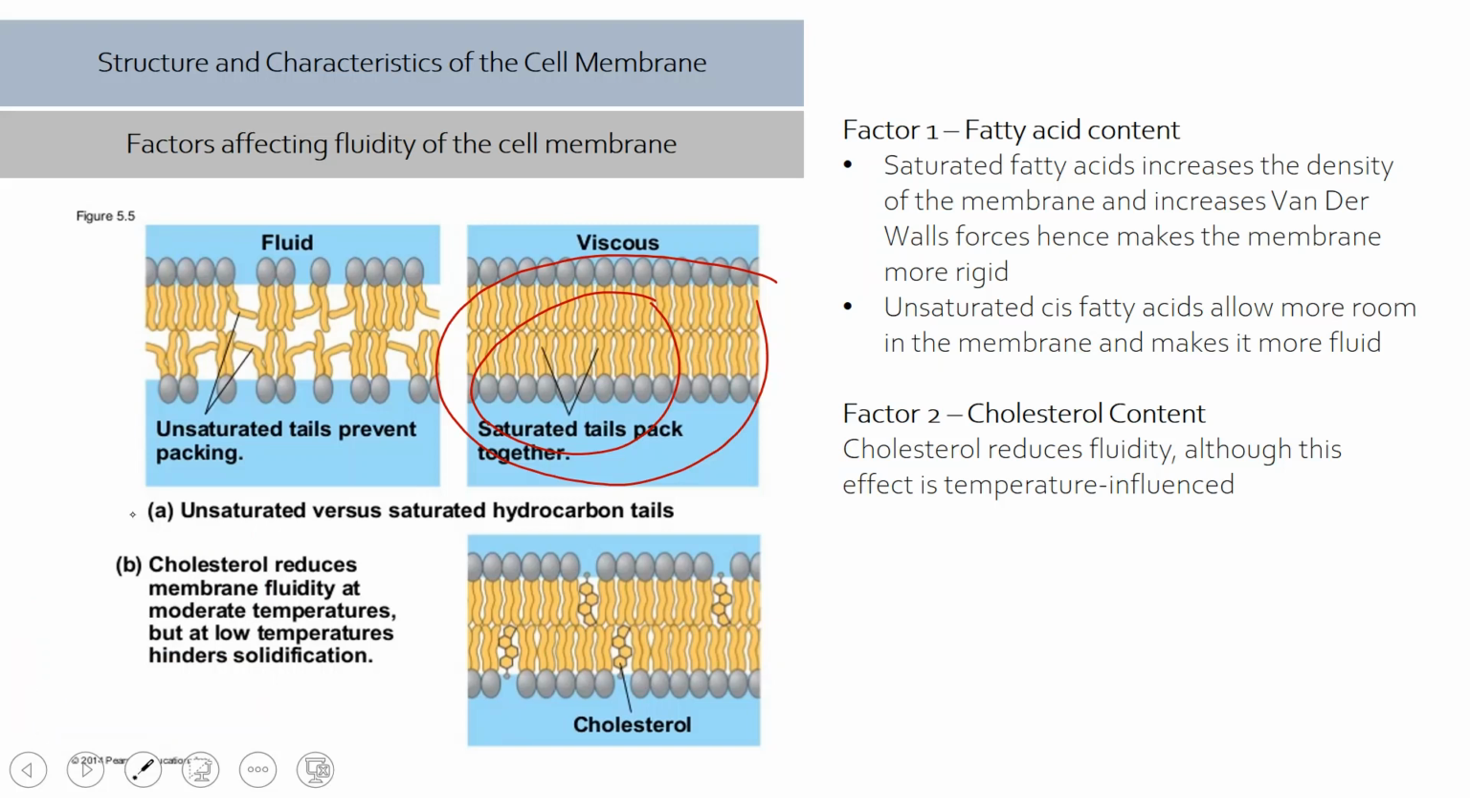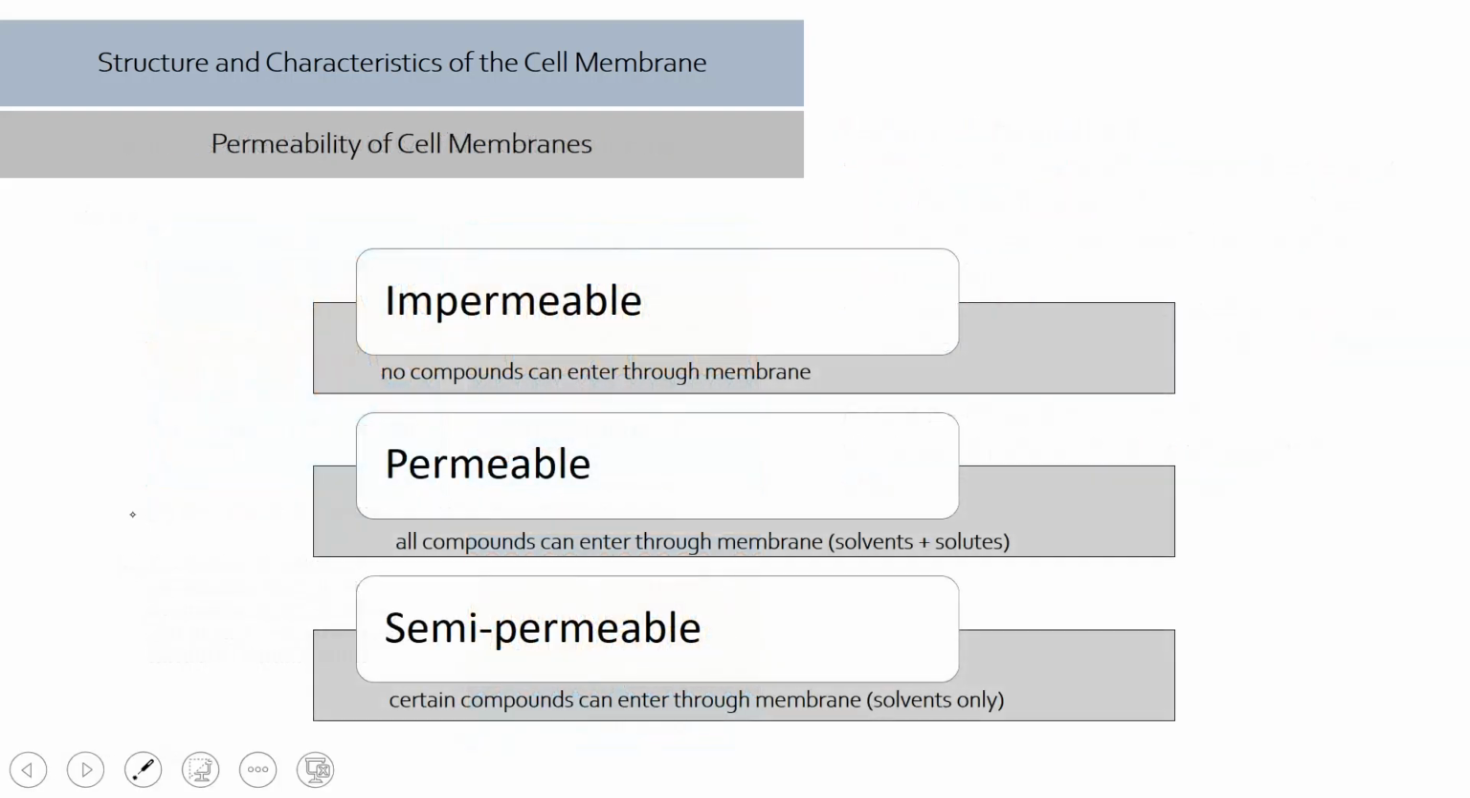Another factor that determines the fluidity of a cell membrane is the cholesterol content. So the more cholesterol you have in between these rigid saturated fatty acids, then you would have less rigidity and more fluidity. So those are the two factors that determine the fluidity of a cell membrane. Firstly is this fatty acid content, is it more saturated or less saturated? And then the second is the cholesterol content.